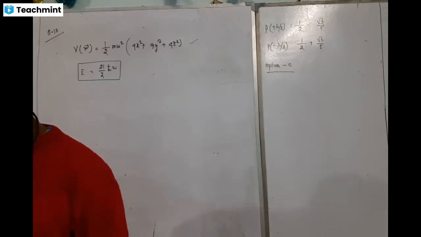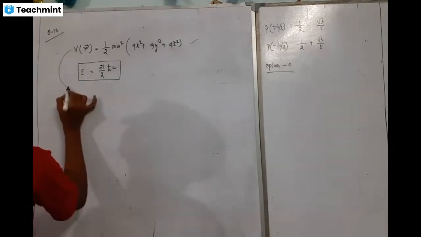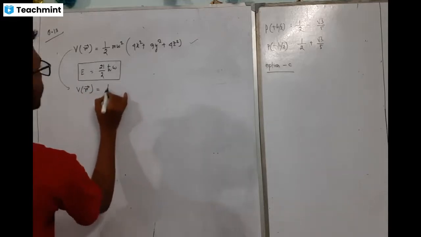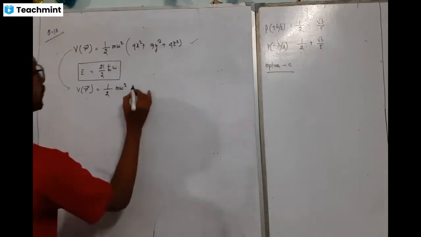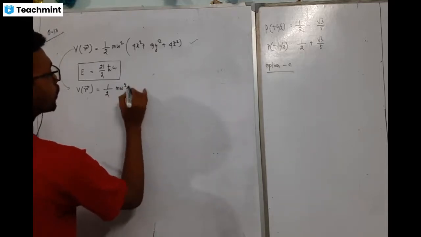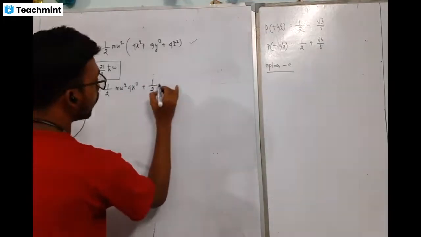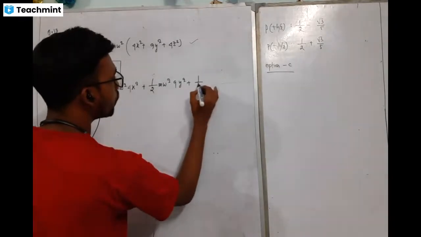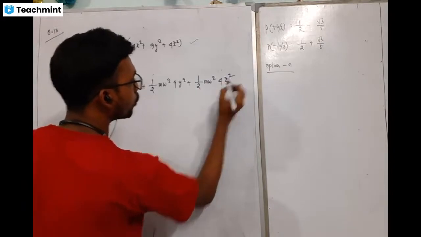So now we can simplify this potential. V of r is equal to half of m omega square 4x square plus half of m omega square 9y square plus half of m omega square 4z square.